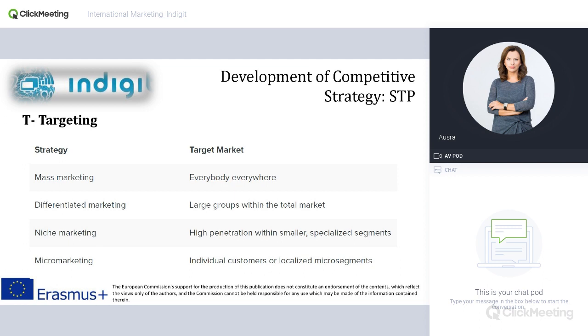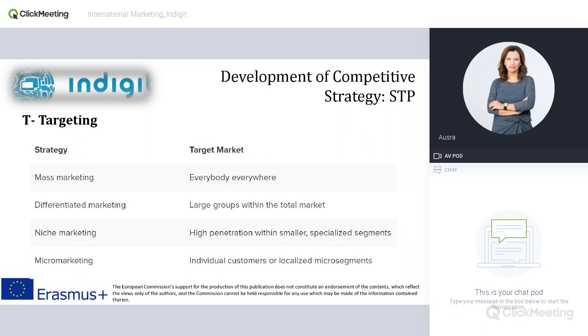Targeting is the next step after segmentation. Targeting is a process of choosing a segment or segments, deciding on a tactical approach to marketing the products to that segment, and developing the tactics into practical actions. Here you see four target market strategies.